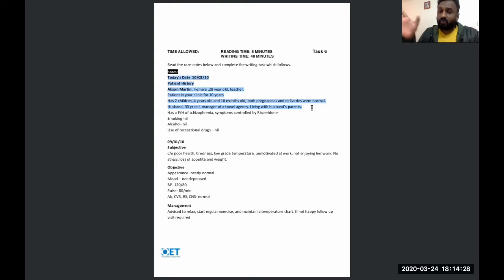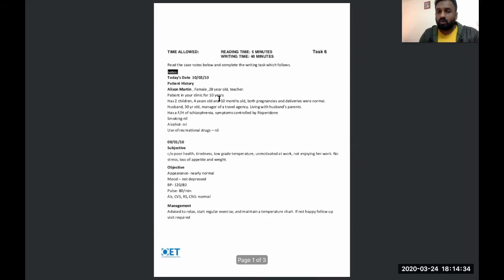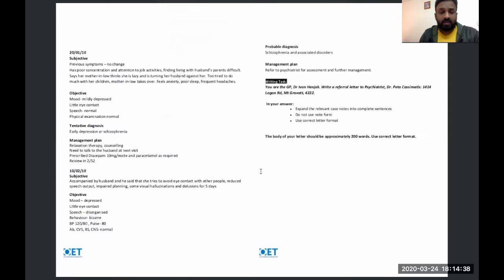Before you go ahead and read the entire case note, let's go to the last event and see. Last event over here is 10/2/2010. From the first page we got to know today's date is 10/2/2010, and the last event is also 10/2/2010, which means the present day. So what happened today? She was accompanied by her husband. Now you can read it over here.